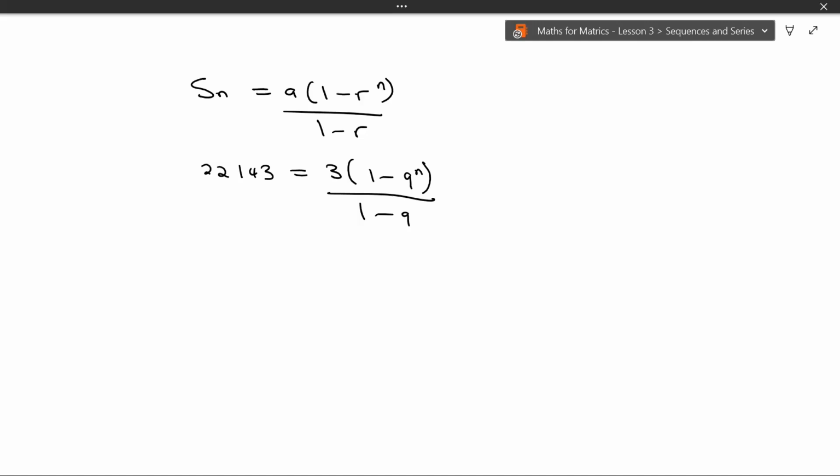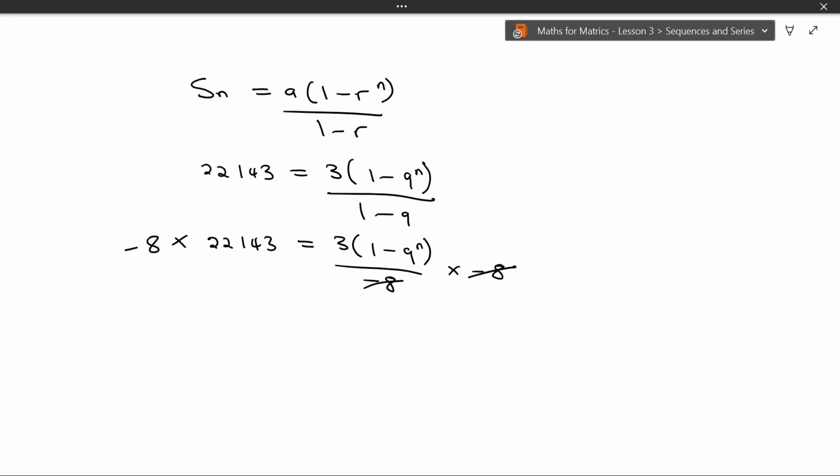One minus 9 is equal to minus 8. So we have 22,143 is equal to 3 times (1 minus 9 to the power of n) in brackets, divided by minus 8. Let's get rid of the minus 8 by multiplying by minus 8 on both sides of the equation. If we do that, these two minus 8s cancel each other.